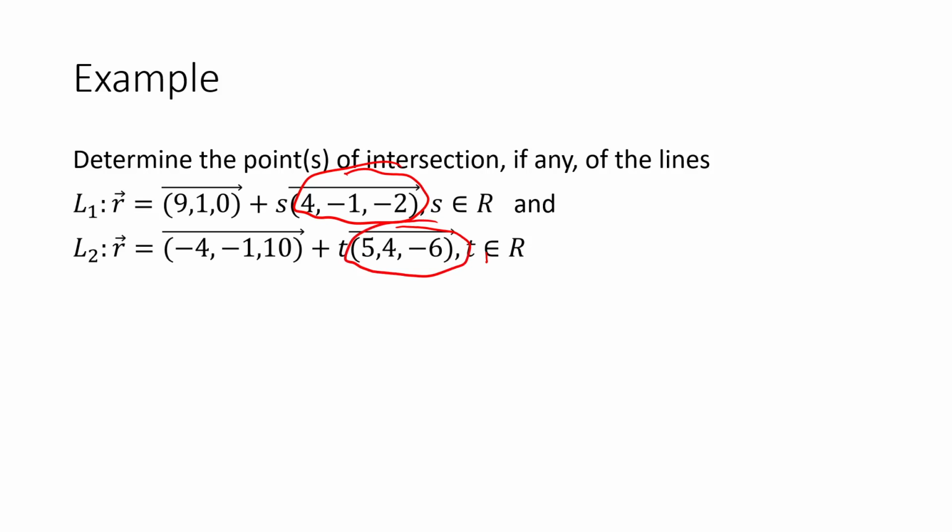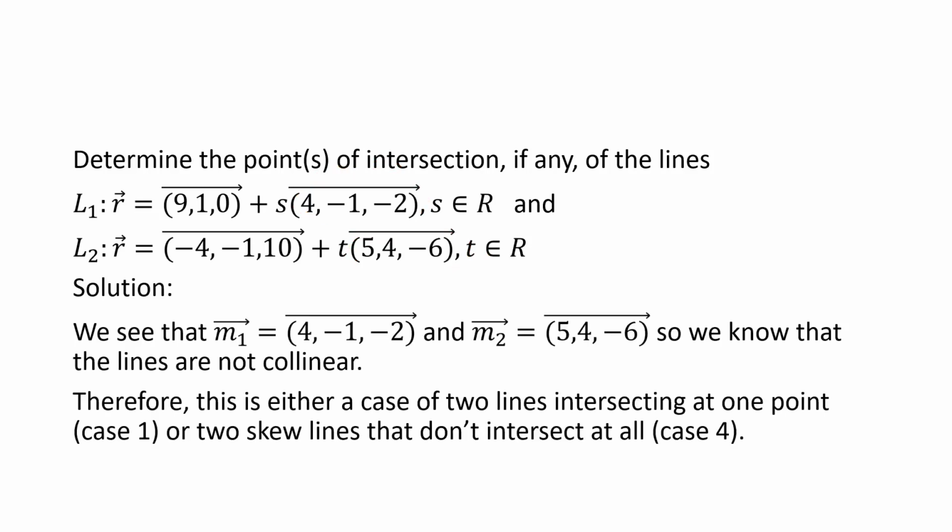As a result, we know this is not a case of parallel and coincident or parallel and non-coincident. This will either be a case of two non-parallel lines intersecting at one point, or two non-parallel lines not intersecting at all, i.e. skew lines. So that's what's written here.